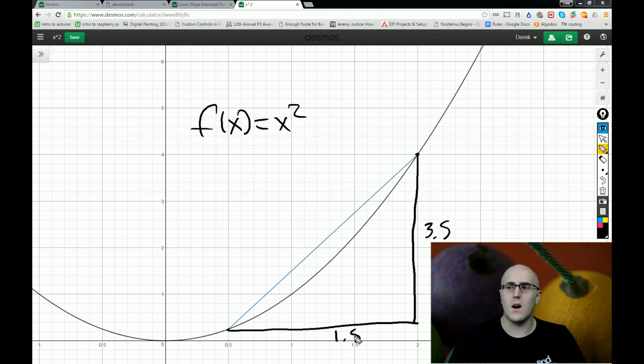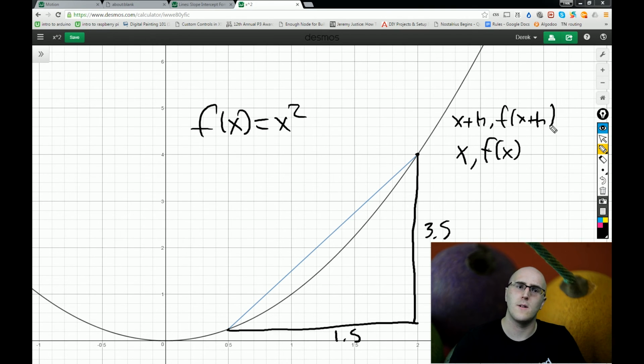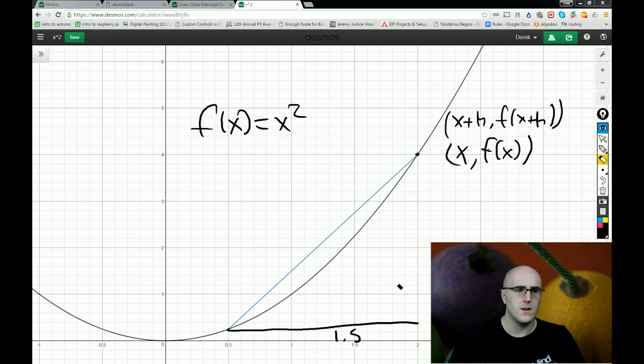I'm going to call our run of rise over run h, and that's just so that I can do something like this. Instead of calling it p2, I can call our two points x comma f of x, and x plus h comma f of x plus h. Those would be the two points we compare when we do our rise over run. And this way we can control our interval just by decreasing h. So let's clear this out, and let's get rid of that too.